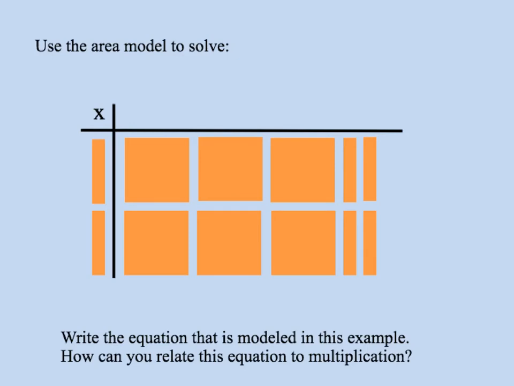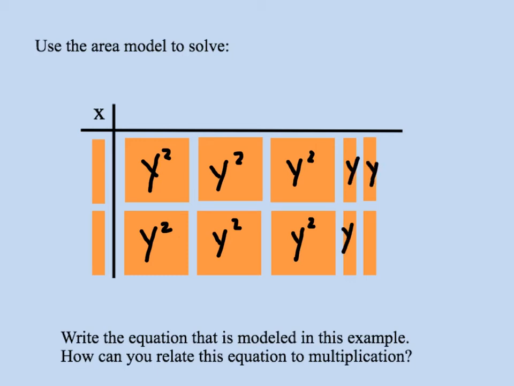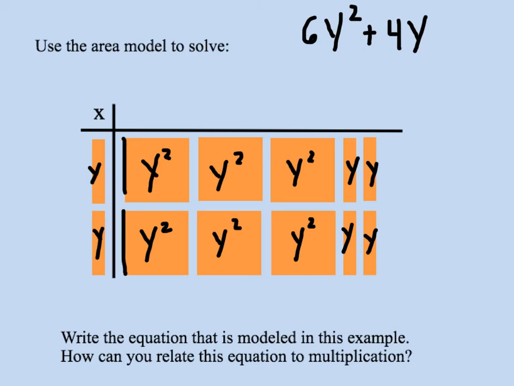So your dividend is based on your area. Because you had 6 y squared tiles and 4 y tiles, we can say that 6y squared plus 4y, and the vertical length was 2y, was being divided by 2y. Horizontal width is what's going to help us solve this expression.